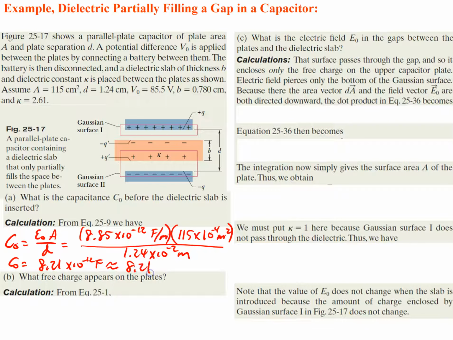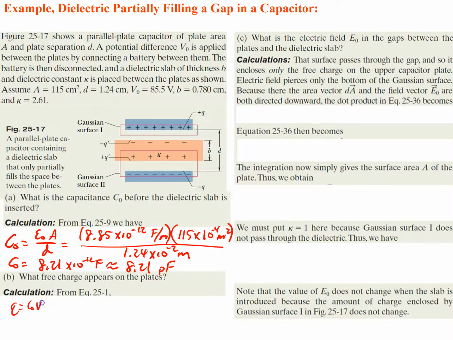8.21 picofarads. There we go. Okay. All right, so what free charge appears on the plates? All right, so now we're solving for Q. We know the capacitance, we know the original voltage, so we can just use our equation.